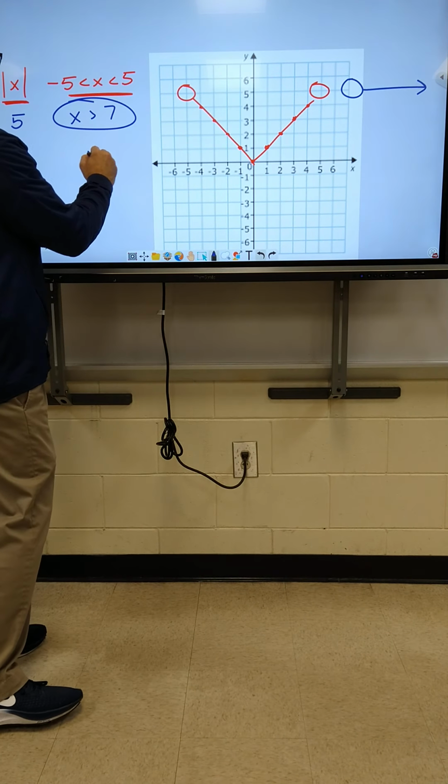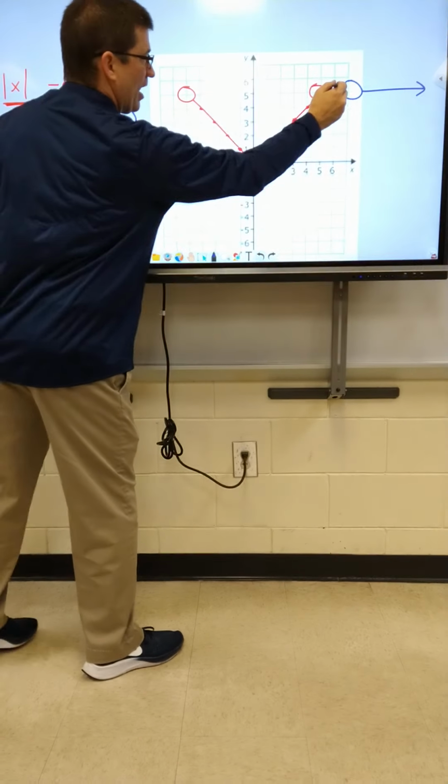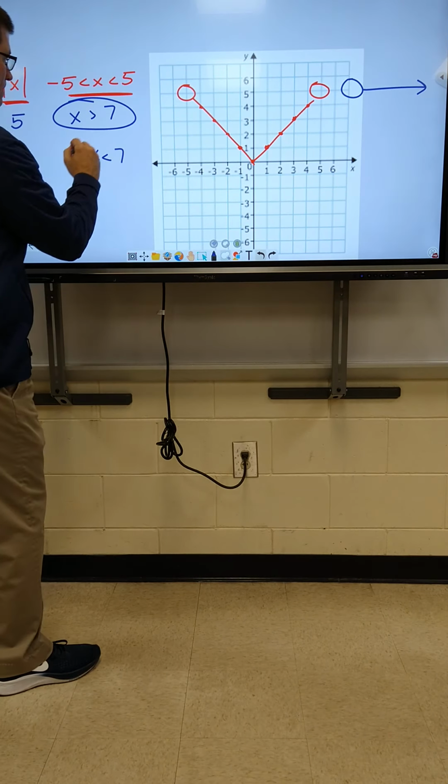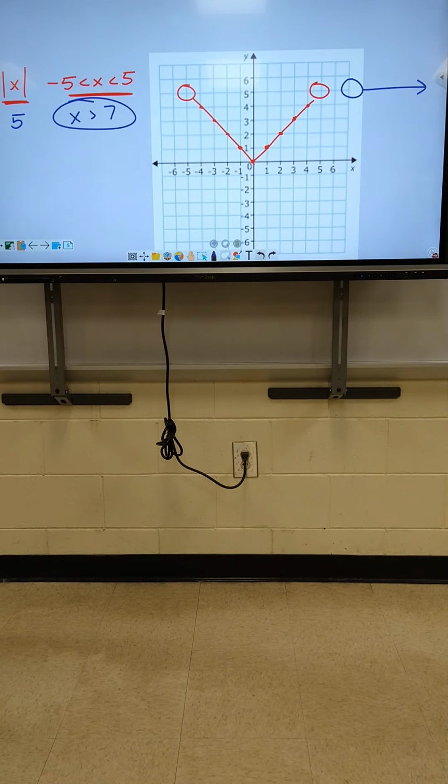If it was like this, you would only show the line coming back this way, because it points to the left, or it's less than. So when you look at the problems, you go with the top left.